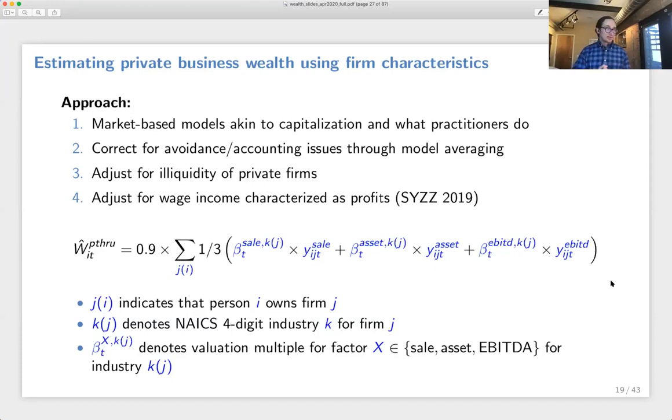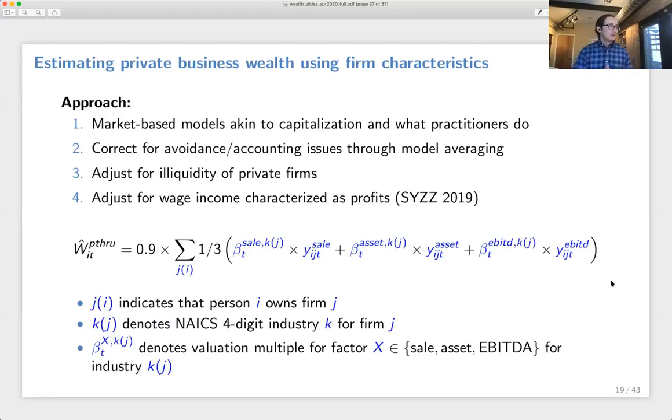And the reason why it's useful to use sales, assets, and EBITDA is because there are firms that have losses, and so sales can be useful for estimating the value there. There are firms that have a lot of interest and depreciation deductions, so they have relatively low profits, so you might want to use EBITDA instead of profits. There are firms like real estate, where there's a lot of assets but relatively low cash flows. And so that's where the assets multiple can be helpful.